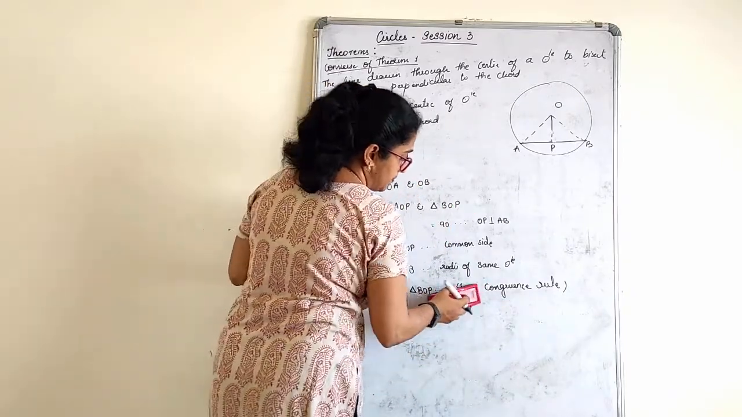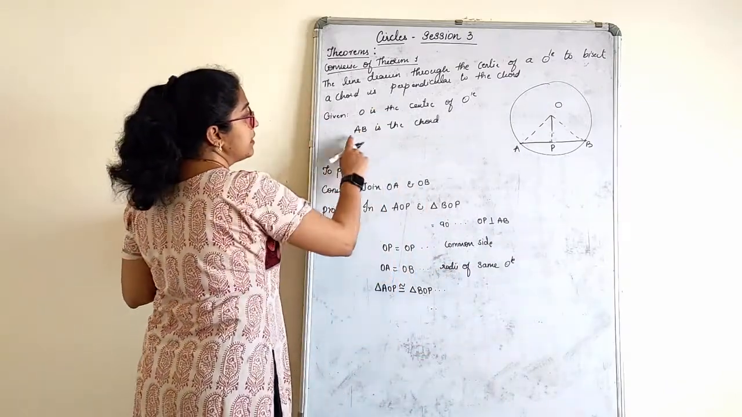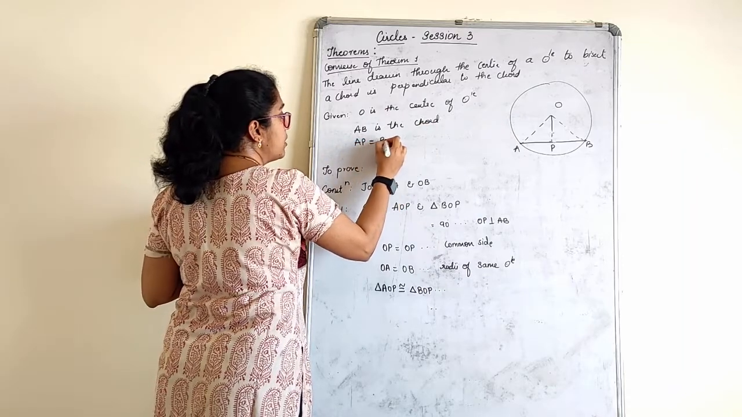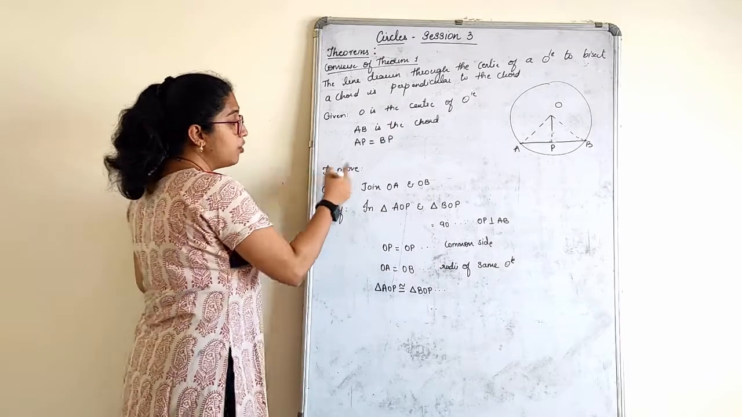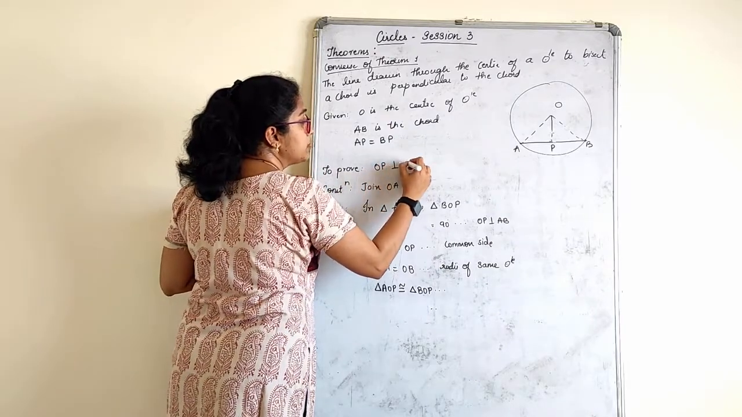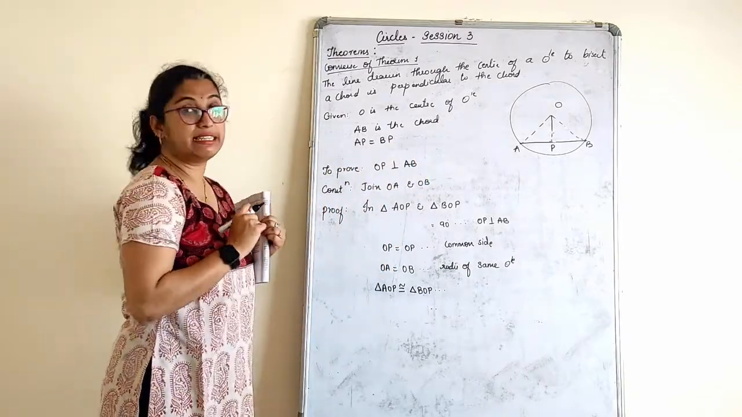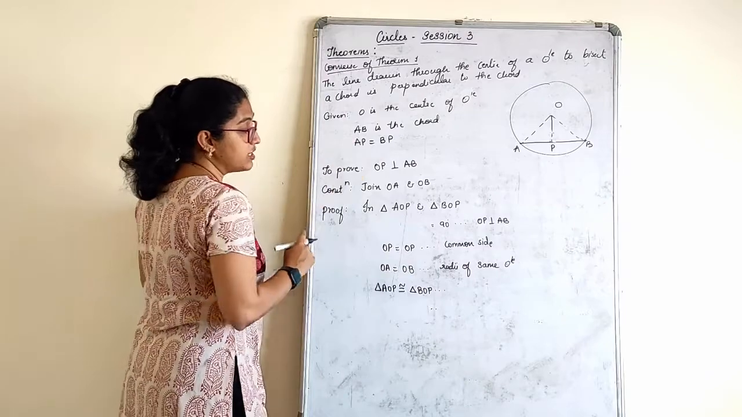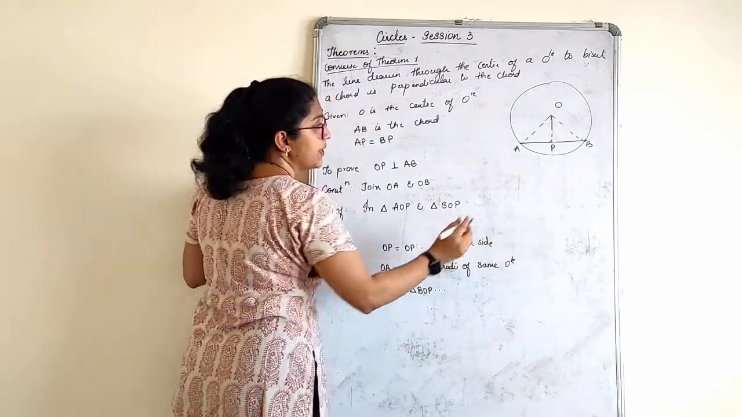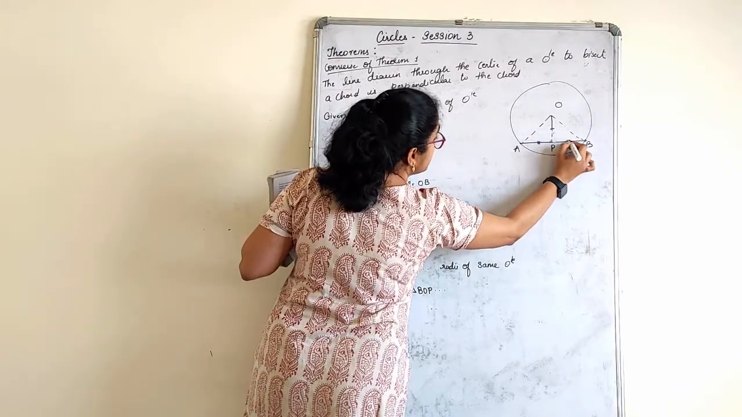Now let's see. Okay. O is the center of circle, AB is the chord, and they have also given that AP is equal to BP. Right? What we have to prove? We have to prove that OP is perpendicular to AB. This way what we have to prove. 90 degree what we have to prove here. Construction same thing. So in triangle AOP and BOP, two triangles we have chosen. Now we have a common side. Then we have this side is equal to this side.